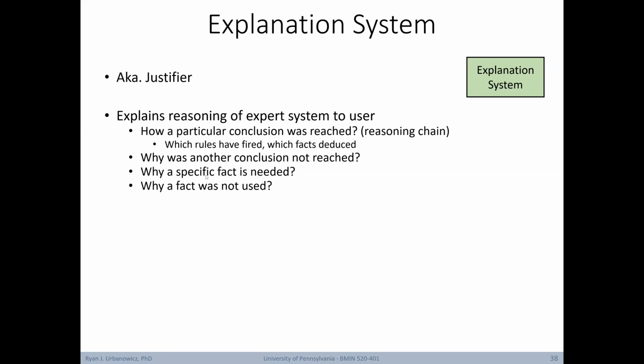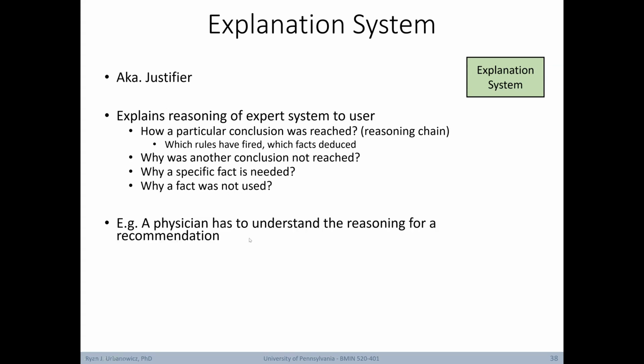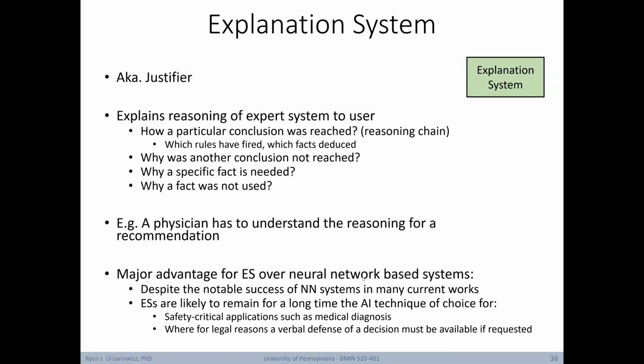And it can also be used to answer why a fact was not used, or maybe why it wasn't part of an inference chain. An explanation system is obviously important for situations like where a physician has to understand the reasoning for a recommendation. The explanation system component of an expert system is a major advantage over other kinds of representations such as neural network-based systems.